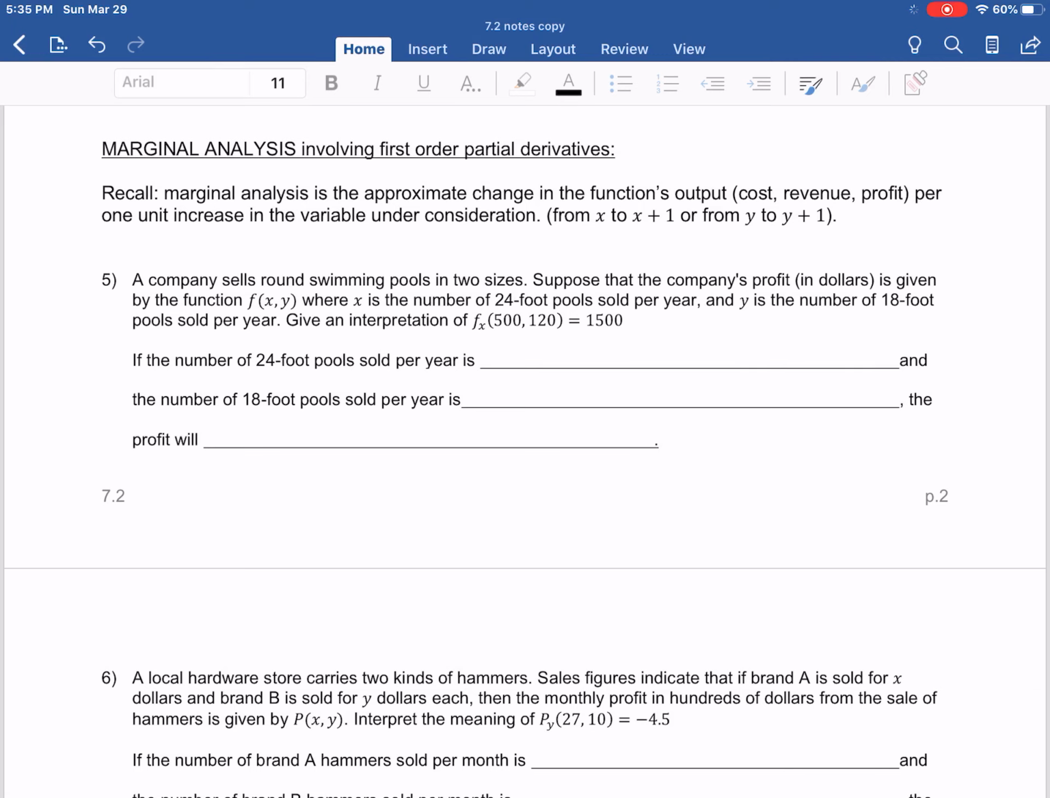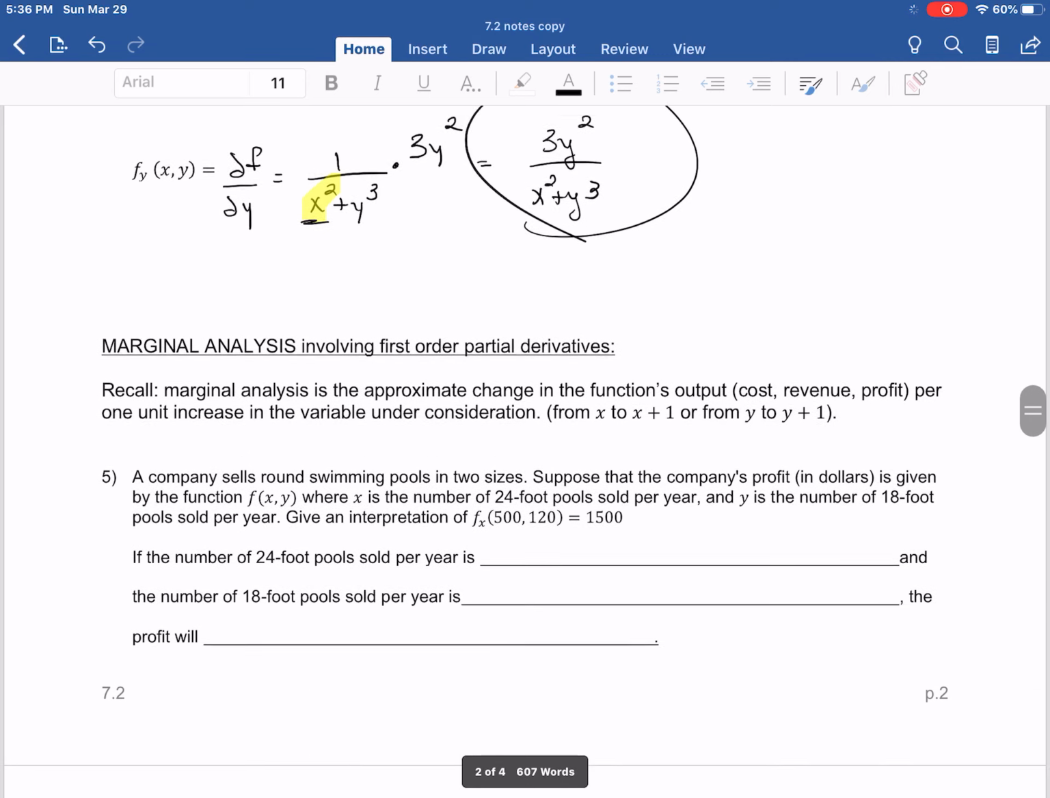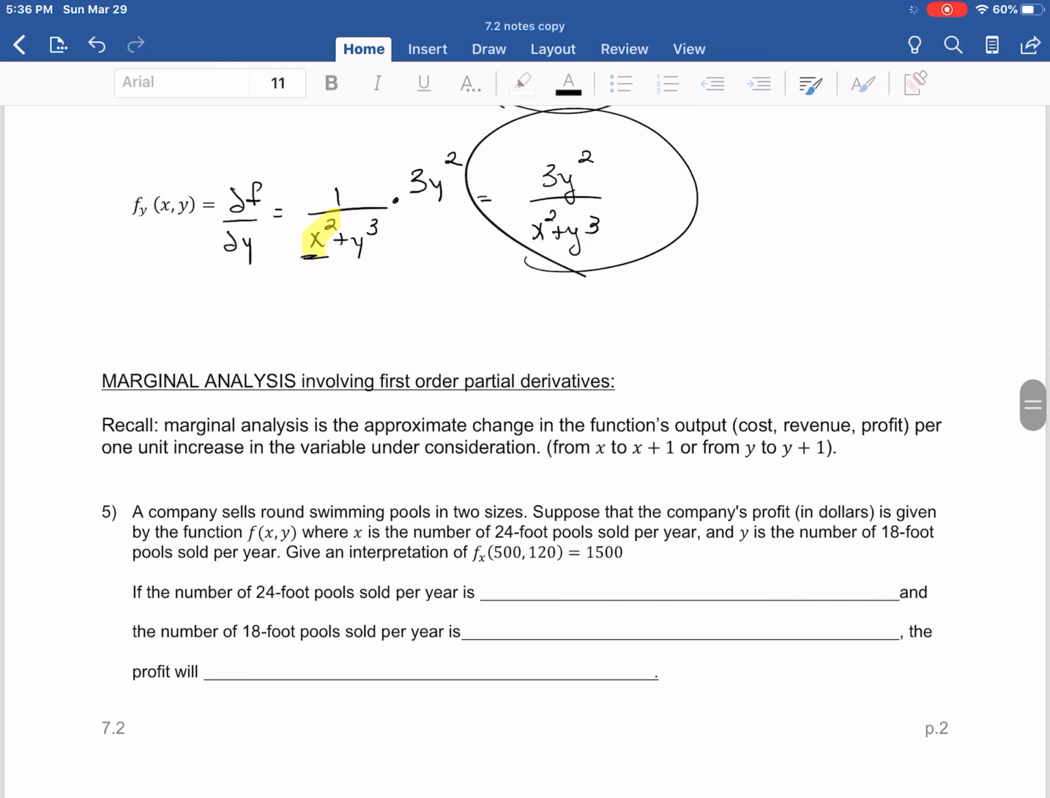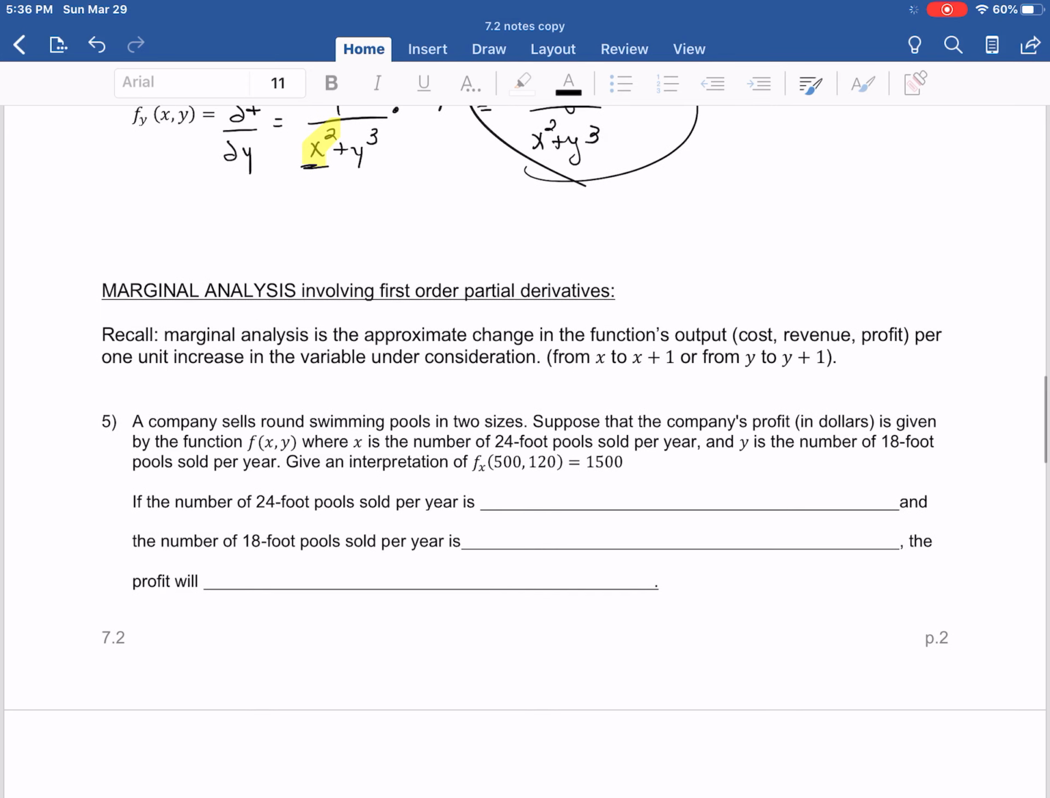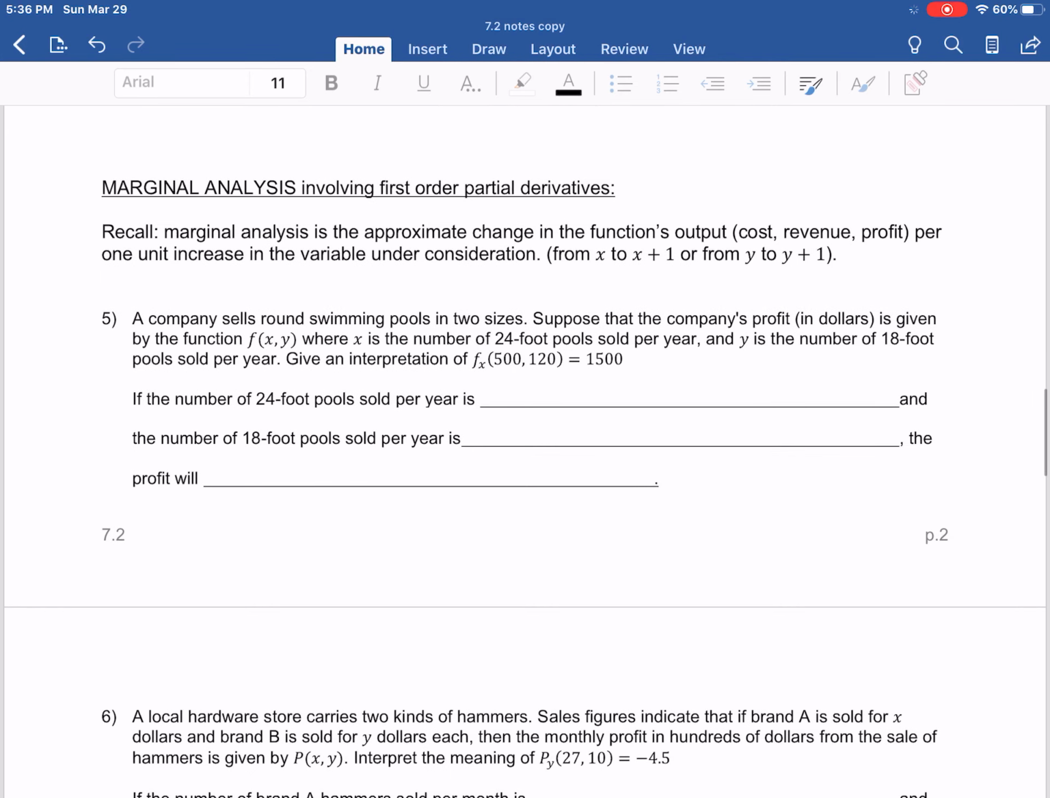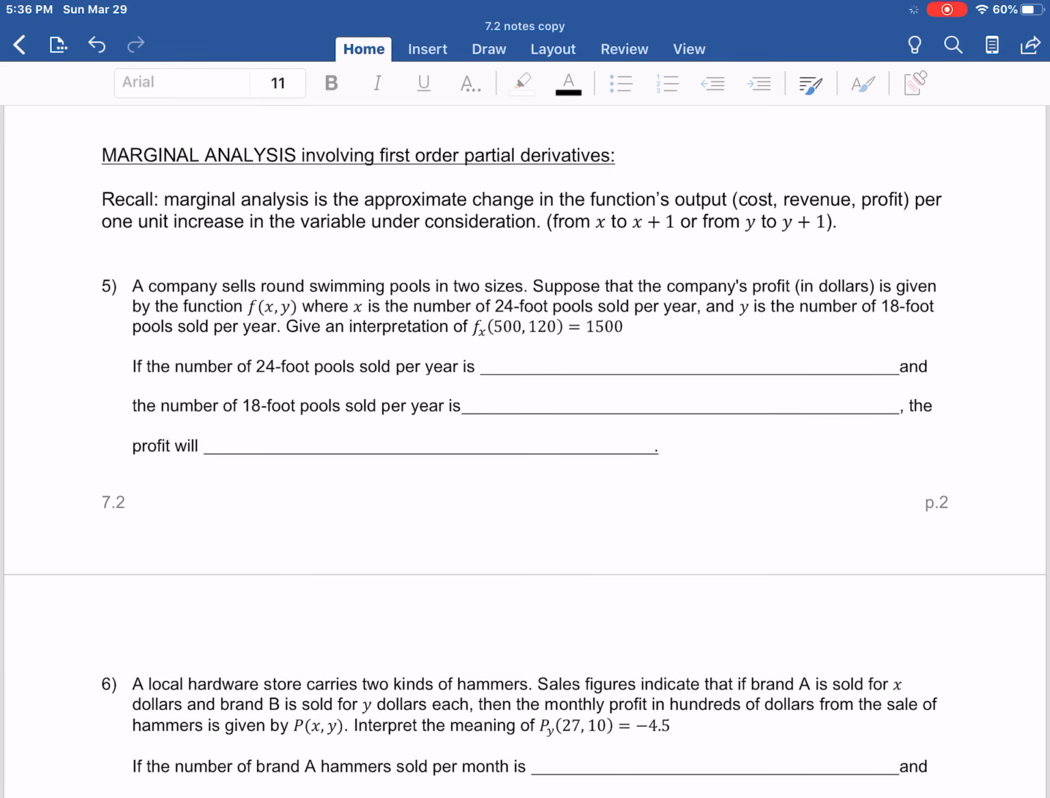This is the second video now for section 7.2. We just finished talking about taking partial derivatives with respect to one variable at a time. Marginal analysis is a great way to explain how this is used. Marginal analysis is the approximate change in your function's output, whether it be cost, revenue, or profit, as your variable goes up by 1. So you're only allowed to increase one variable by a unit while the other variable stays constant from where it was before, right?